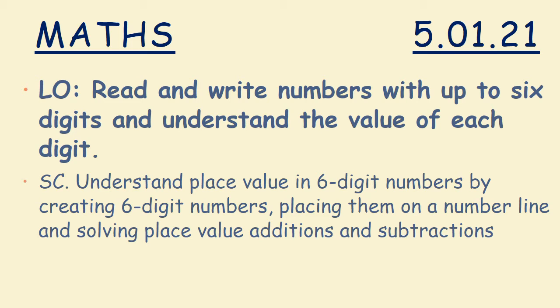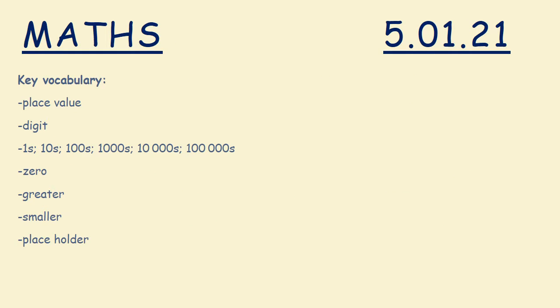Learning objective: write numbers with up to 6 digits and understand the value of each digit. Success criteria: understand place value in 6-digit numbers by creating 6-digit numbers, placing them on a number line, and solving place value additions and subtractions. Key vocabulary for today is place value, digit, ones, tens, hundreds, thousands, 10,000, 100,000, zero, greater, smaller, placeholder.